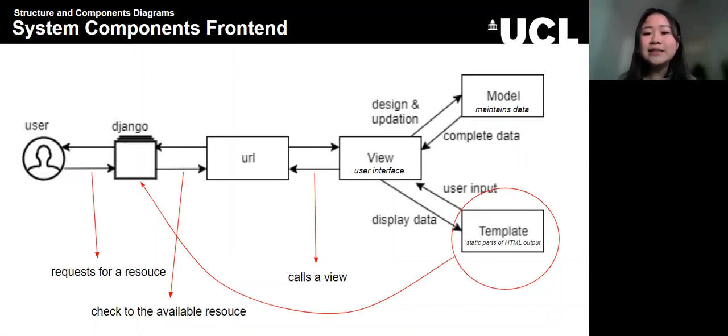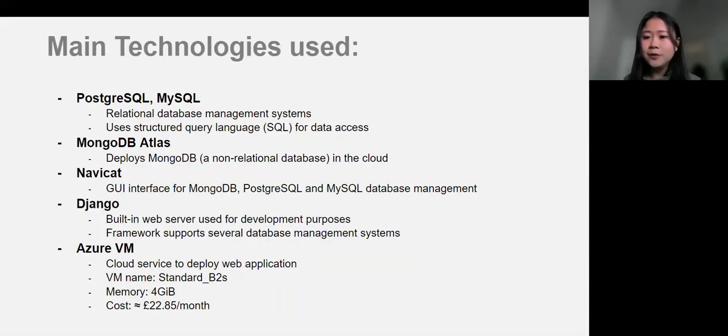We use database management systems, PostgreSQL, MySQL, and MongoDB to store all data. We have a free subscription to MongoDB Atlas, which deploys MongoDB on a cloud. We have a Navicat to view our databases, Django to create a web app to present the data mining results to users in various visual formats, and Azure Virtual Machine subscription with 4 GB of memory where our databases, data mining engine, and web app will be deployed.